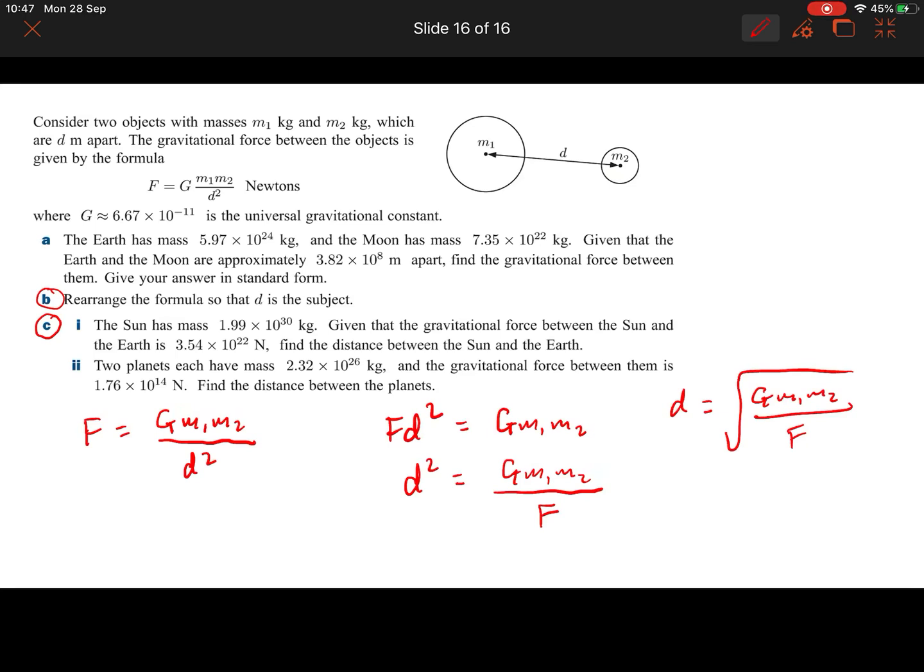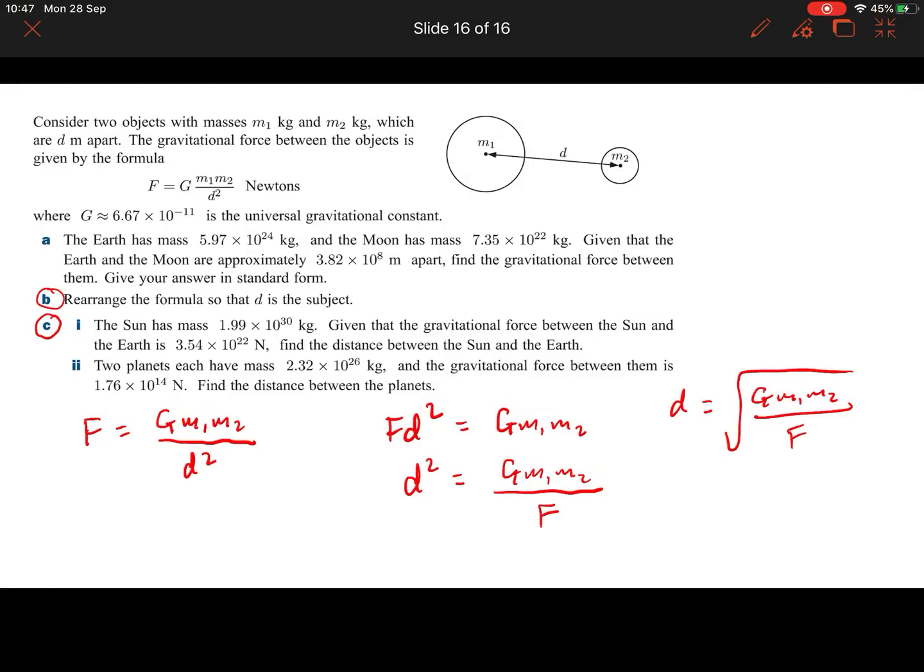And then it's basically asking you to do two questions where you're using the rearranged formula. So all you've got to do is put the correct numbers into the formula to find out the answer. I'm not going to do that because I don't want to waste time. You can try and do it yourself. And if you've got any doubts, just let me know. Okay? Right.